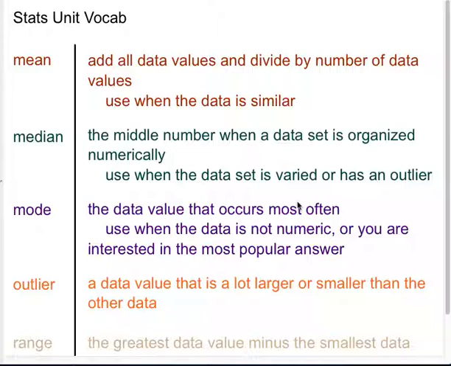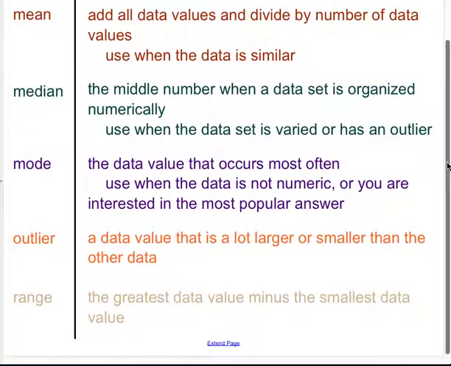An outlier is a data value that's a lot larger or a lot smaller than the other data, so it doesn't really fit in with the rest of the data set. And then the measure of spread we're going to be looking at is the range, and this is when you take the greatest data value and you subtract the smallest data value.